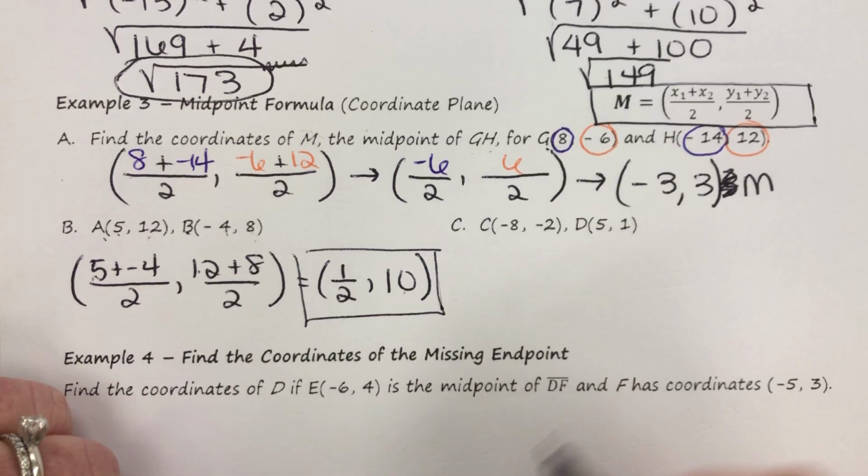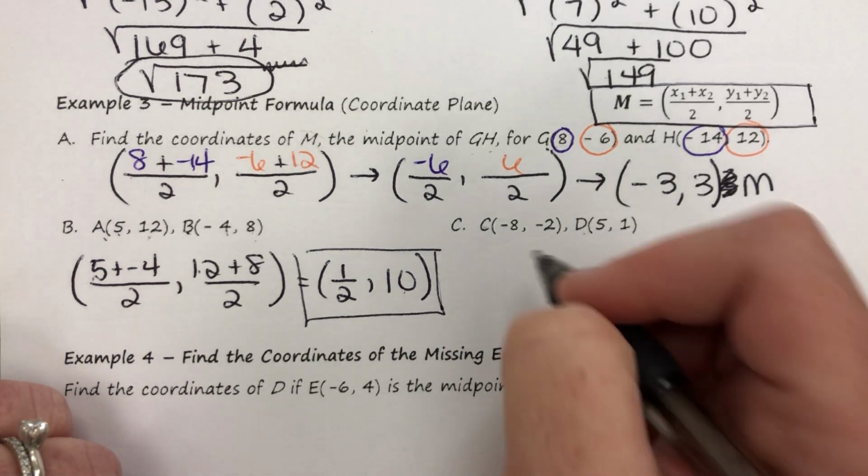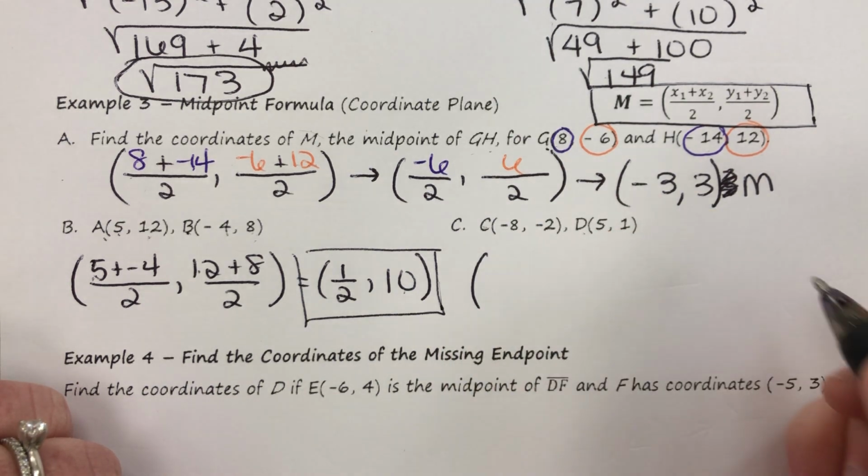And then lastly, I want to find the midpoint between C and D. So I'm going to add my x values together, divide by 2.